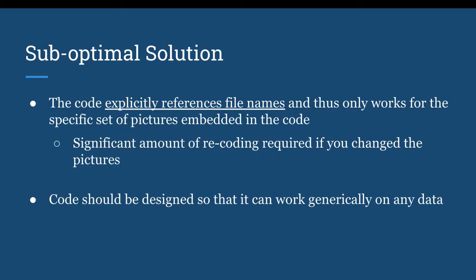With that said, this solution is suboptimal, and that is because the code explicitly references file names. This only works for the specific set of pictures embedded in this code. For context, this app was originally created with Kevin Durant, and Kevin Durant signed with another team. Thus, I had to rewrite the entire app to fit a different player. Now, had I used lists, that would have taken a significantly smaller amount of time, because ultimately, code should be designed so that it can work generically on any data.